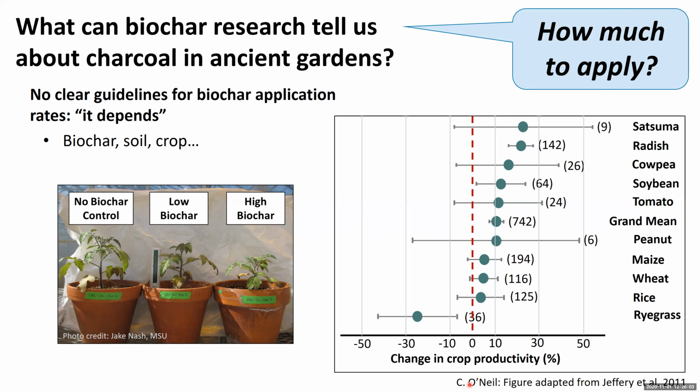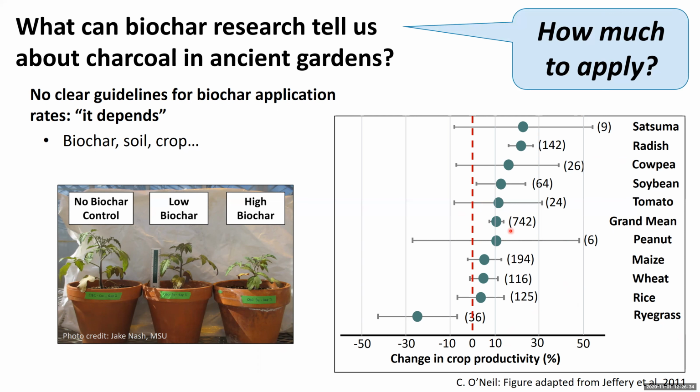The figure on the right shows another meta-analysis figure, and this shows the overall change, again, in crop productivity for different types of crops. Now, if we look at the grand mean here in the middle, this shows that the overall result, if we lump all crop types together, is that biochar increases crop productivity by about 10%. And the effect is statistically significant. The error bars do not cross the zero line.